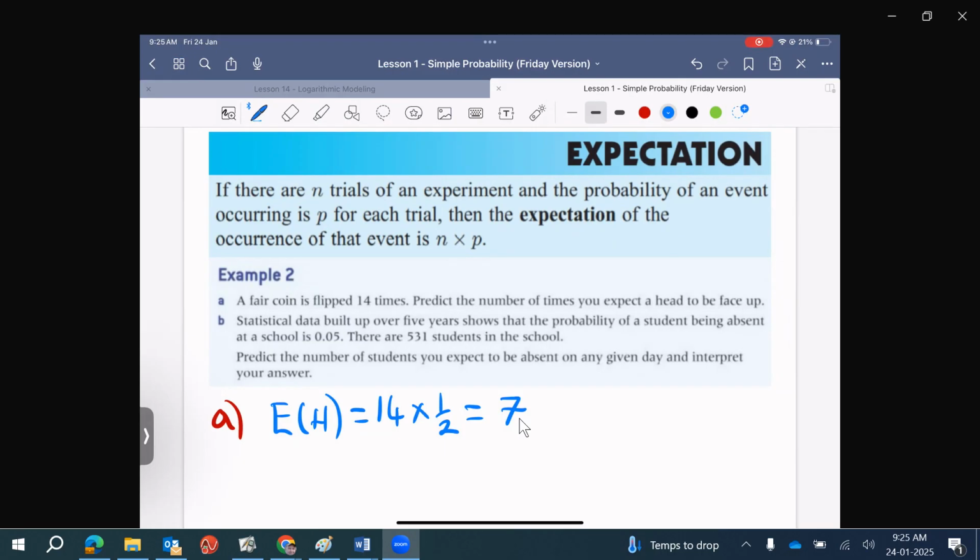Now, if you repeat that event and you do it many, many, many times, then you will start to get so many more 7s than anything else.